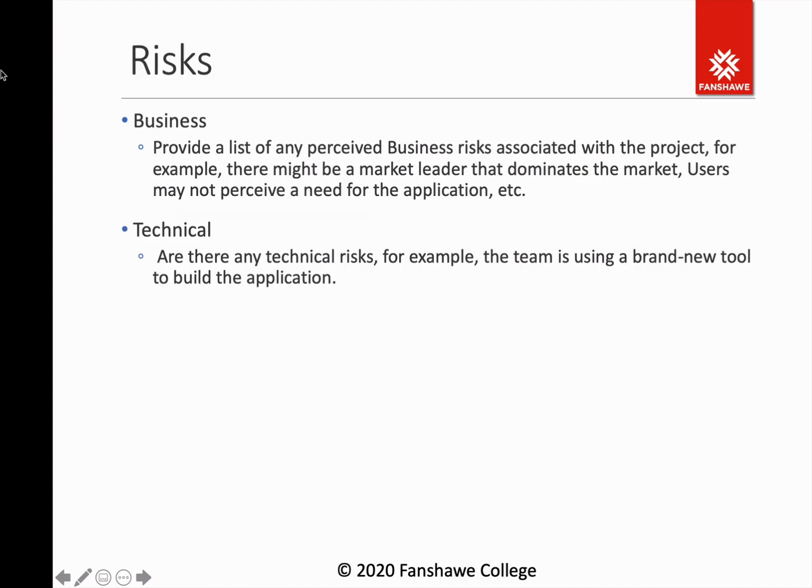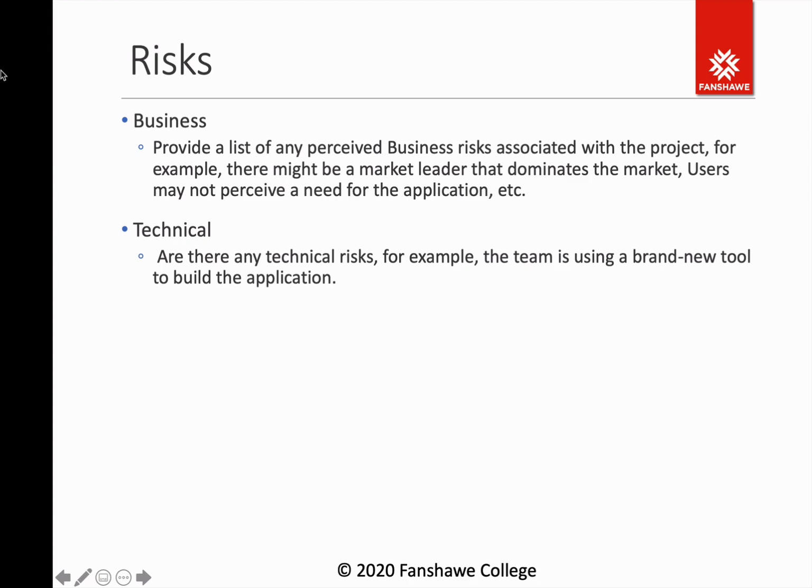The next part of the document needs to describe the risk involved in building the system. There'll be business risk and technical risk on any project, and we want to be able to, as a developer, identify both of those if possible. So, for example, from a business perspective, will the people that want to buy your product find it useful? Is there a need in the marketplace?